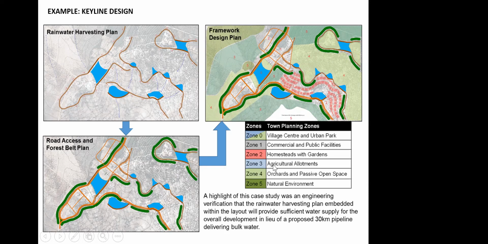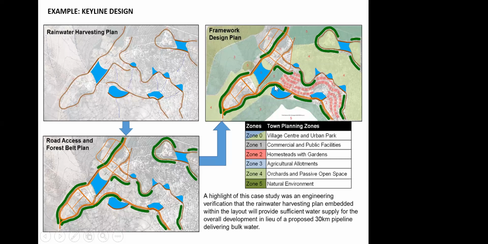Then your zone 3 becomes your agricultural allotments. So here's a nice zone 3 area alongside the village, and this one here as well that can merge into the wetland. Then zone 4 is your orchards and passive open space on the steeper slopes. And then zone 5, your natural environment, would be your wetland here and your steeper slopes around the highest ridge on this development.